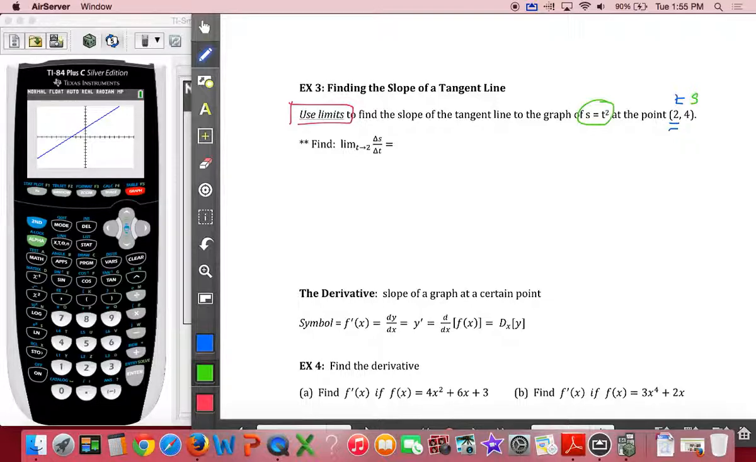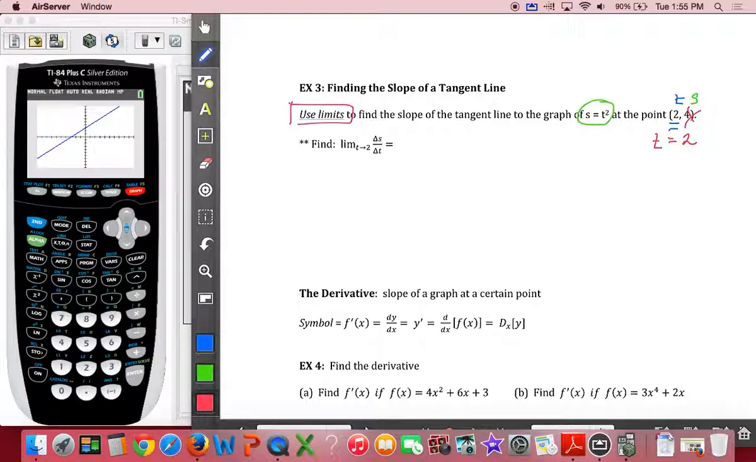All right, so I got you started here. I'm going to find our limit as t approaches 2. Why 2? Because our time is 2. So our t is equal to 2. The 4 you don't need at all. 4 is not going to help you in this problem. And I'll show you another way the problem's written when we're finished with this one.